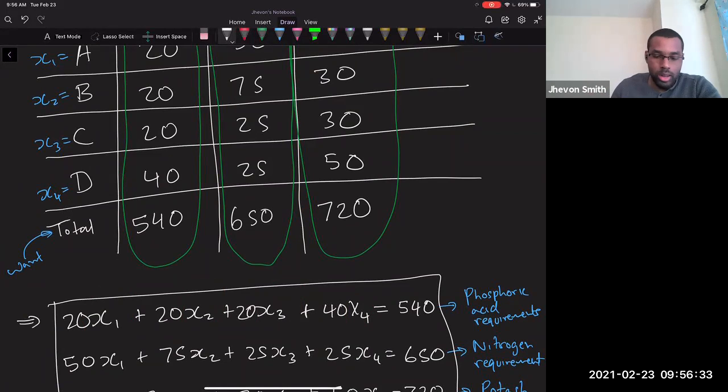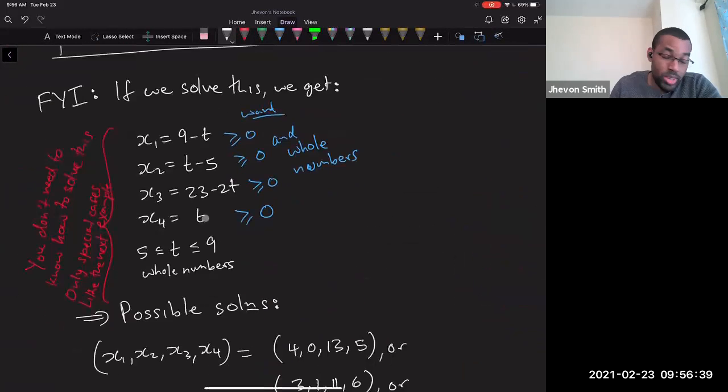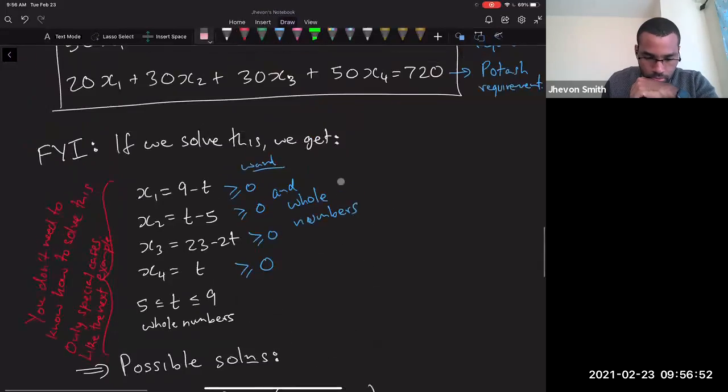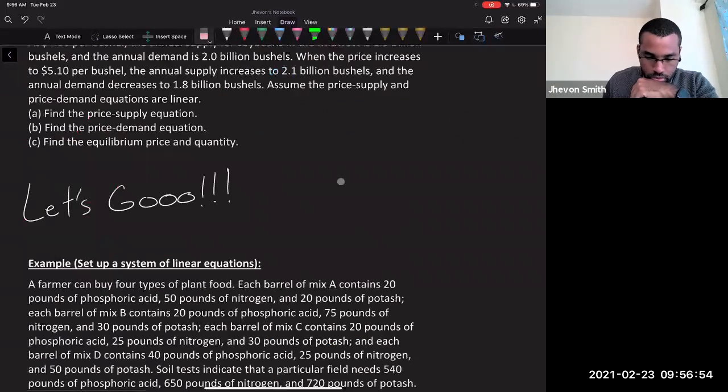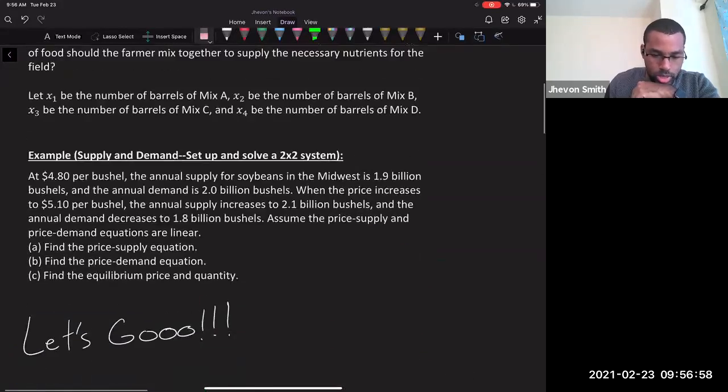Now, we get these three equations. In this situation, I would only expect you to be able to set these up, not necessarily solve them. If you can solve them, great, but it wouldn't be required for you to know how to do something like that by hand. Okay. Any questions on that one? Questions, comments, concerns?